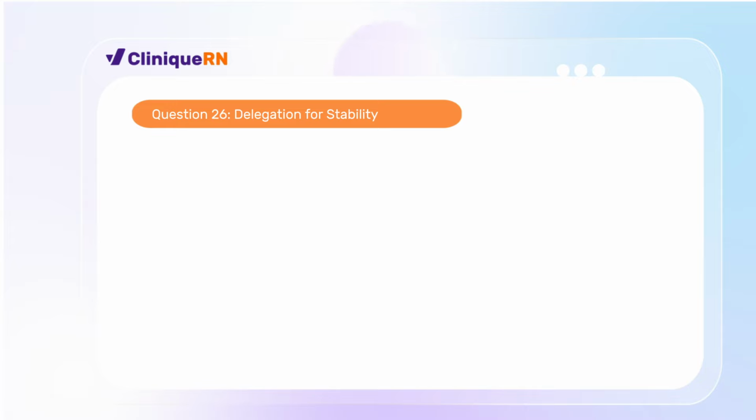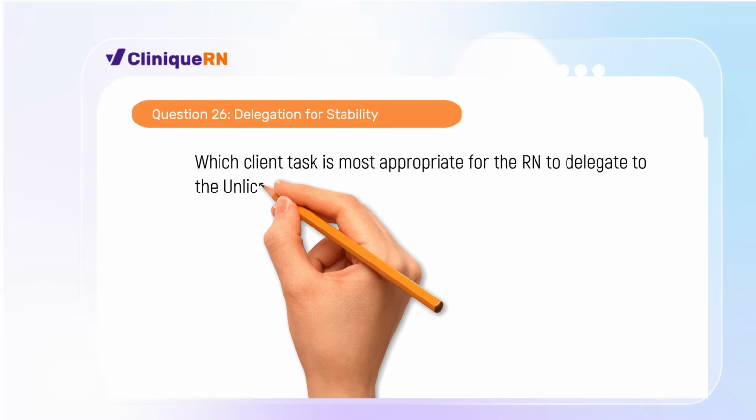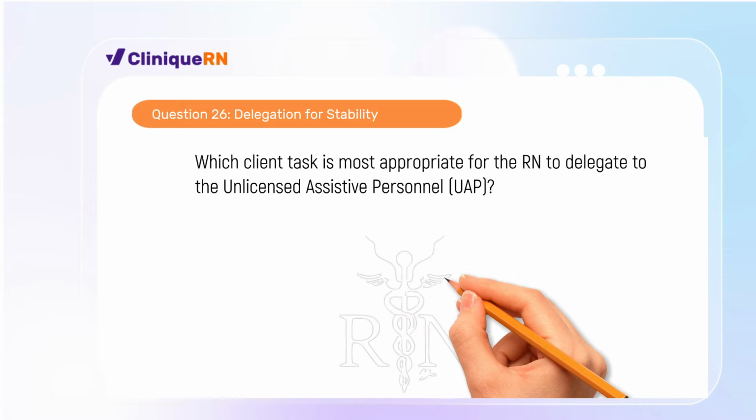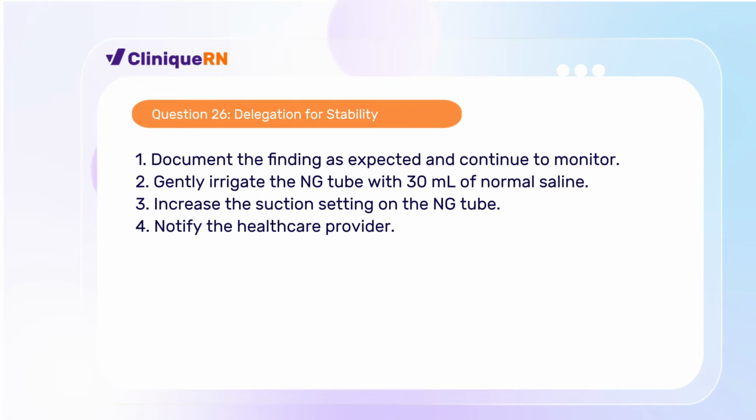Question 26. Delegation for stability. Which client task is most appropriate for the RN to delegate to the unlicensed assistive personnel, UAP? 1. Removing a nasogastric tube from a client being discharged. 2. Obtaining a clean catch urine specimen from a new admission. 3. Documenting the intake and output, I&O, for a client who is NPO. 4. Assessing the healing status of a stage 2 pressure ulcer.